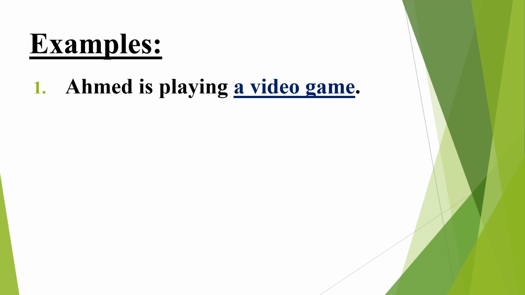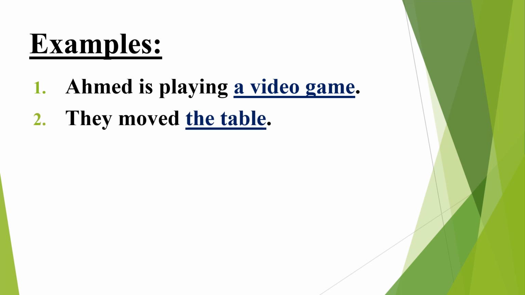Ahmed is playing a video game. What is Ahmed playing? A video game, because we are getting the answer of what. So a video game is an object for this sentence. Sentence number 2. They moved the table. So what did they move? The table. Therefore, the table is an object for this sentence.